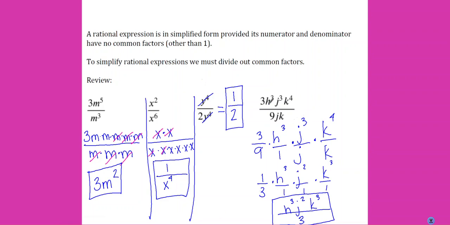So in general, with the exponents, you're subtracting them, and then if there's more on the top, the exponent will be on the top. If there's more on the bottom, the exponent's on the bottom.